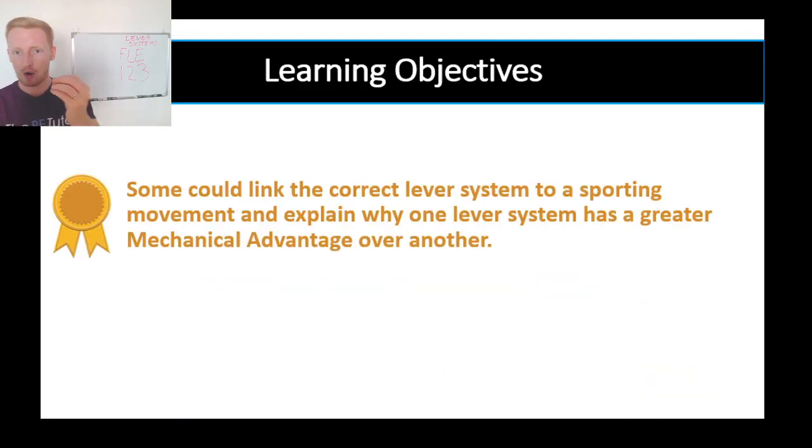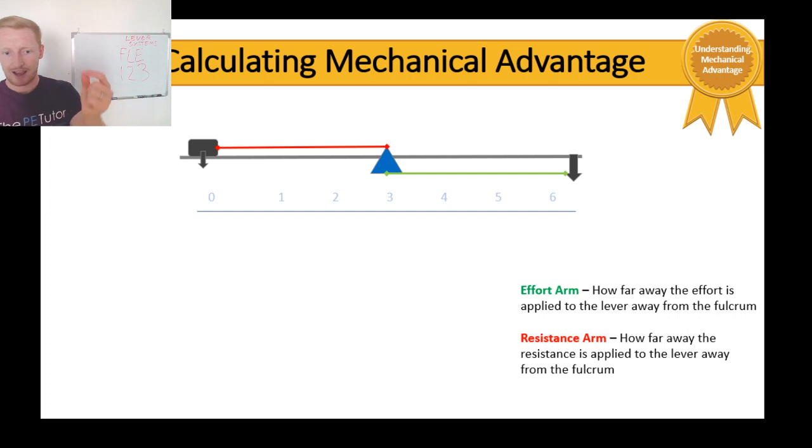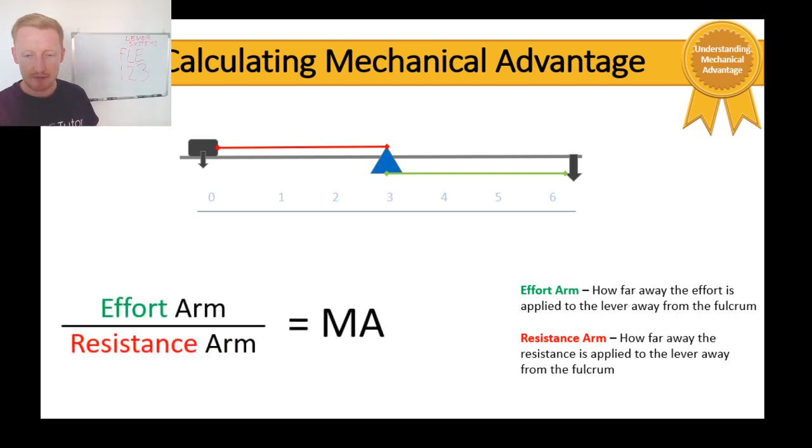Right, so how can we link levers into sport? Well, before we go there, how do we work out what the specific mechanical advantage is? Well, we know it's to do with effort arm and resistance arm. We know it's to do with it being close or more than or less than. Well, if we divide effort arm by resistance arm, we're looking for a score of greater than 1.